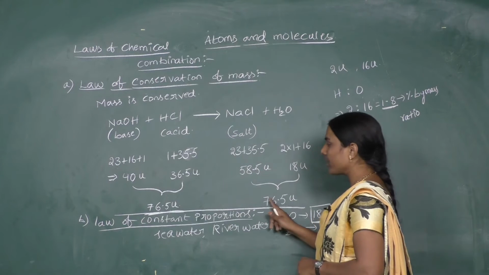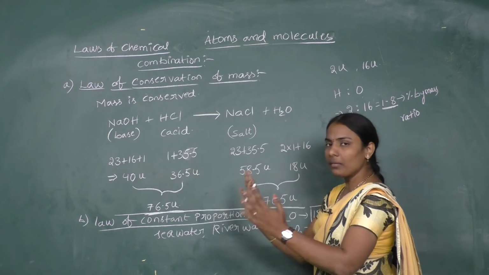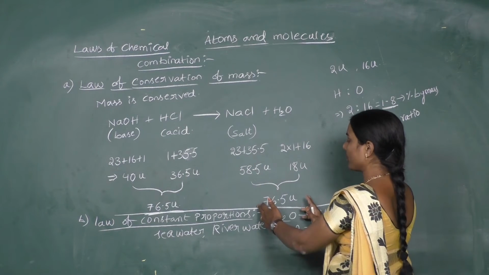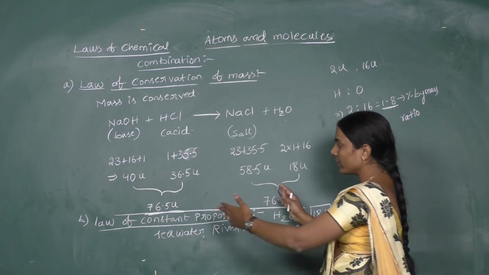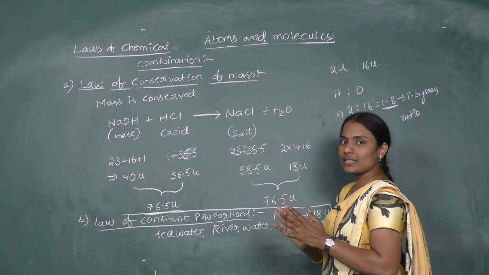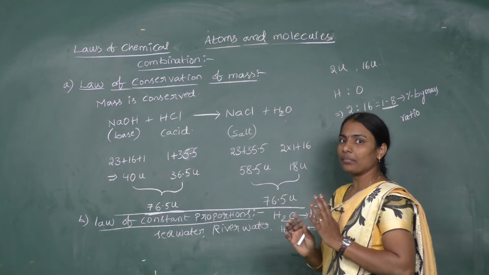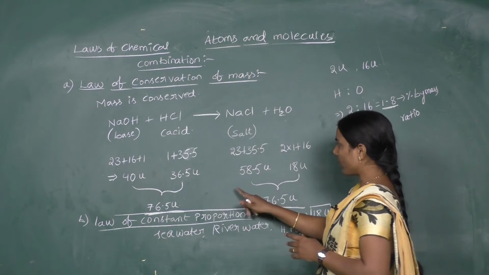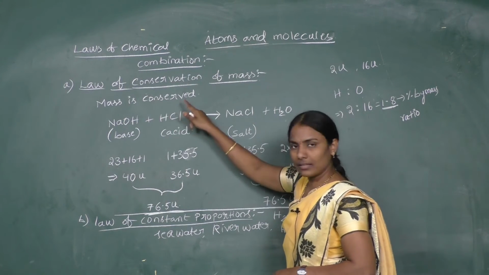And you can see clearly here the total mass of reactants is equal to the total mass of products. Then what does it prove? That mass remains the same during a chemical reaction. So from this, can we say that mass is conserved?